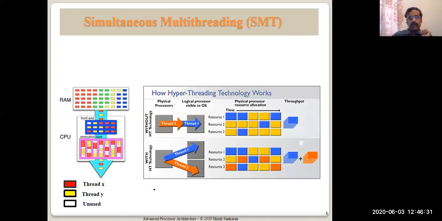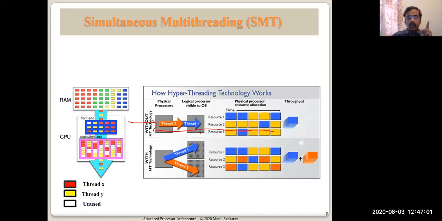So let me explain now in another picture. Both of them are coming in. Instructions belonging to both threads are coming in. In a single core system, it will all go. Let me explain. Hyperthreading technology. Throughput is... okay. Here what is shown is logical processor. Okay, let me explain what is the physical and logical processor.